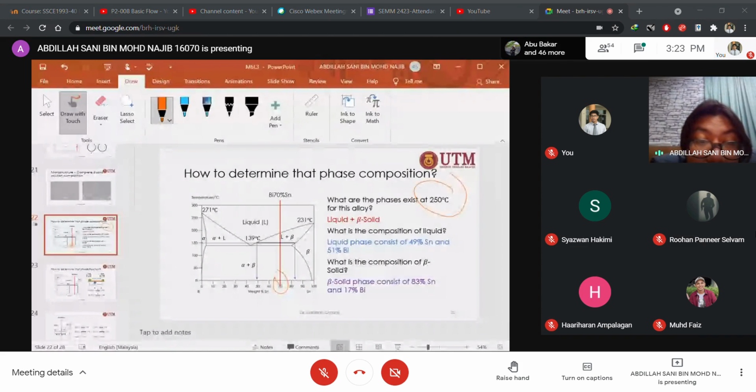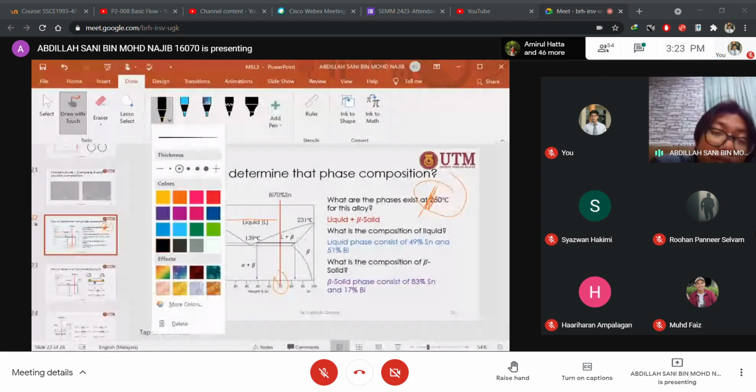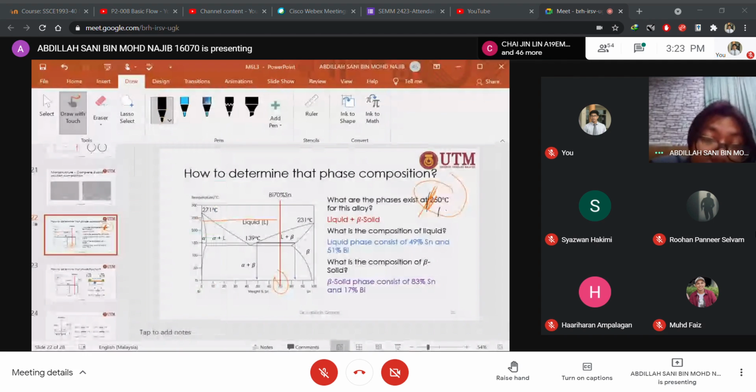I'm not sure what this is. I think this is a mistake. 250 should be liquid. There is no beta here. Oh, maybe 150. Yes, I think this one is a mistake. Okay, 150. So it is alpha plus beta, liquid plus beta. Okay, fine, we know the phase.